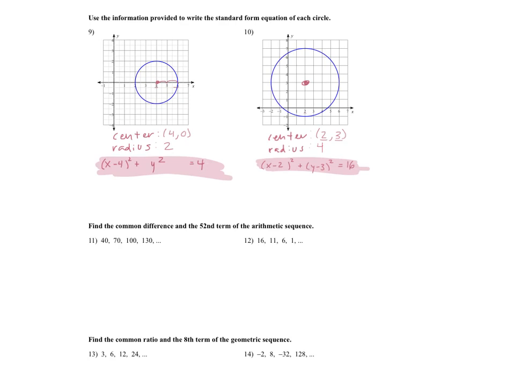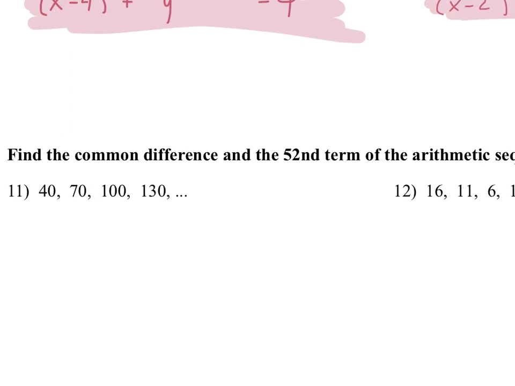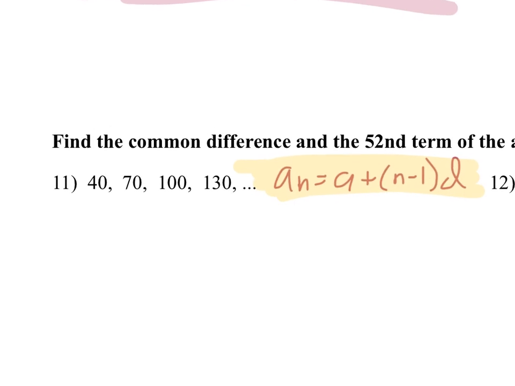Okay, next we're moving on to our arithmetic sequences. So our formula for arithmetic sequence is a of n is equal to a plus n minus 1 times d. So it's important that you guys have this formula right, because you're going to use it for all the arithmetic sequence questions. So now we just plug everything into our formula.